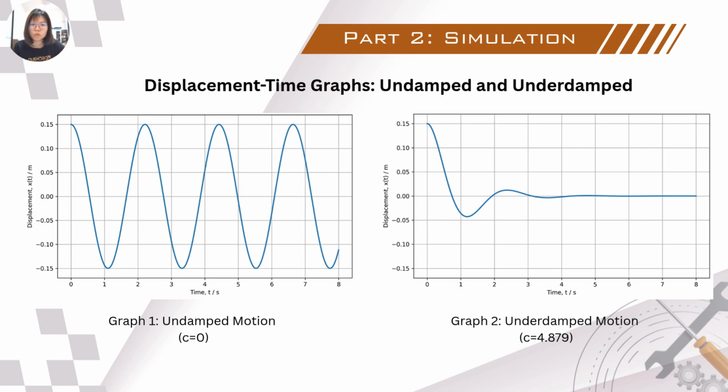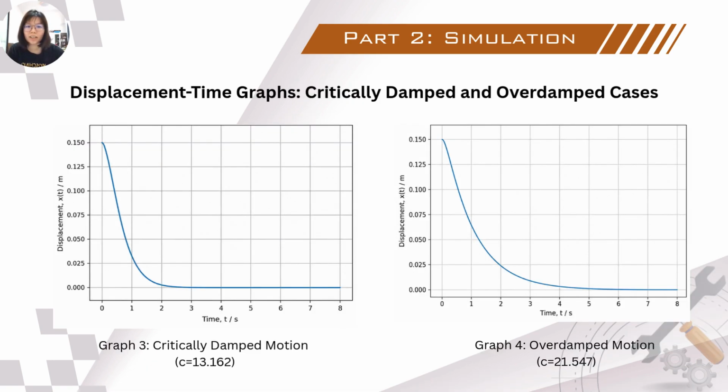The first graph shows the undamped condition. Since there is no damping coefficient, the system keeps oscillating with constant amplitude. The second graph shows the underdamped condition. In this case, the system still oscillates, but the amplitude decreases with time because the damper removes energy from the system. The critically damped graph shows that the coilover returns to equilibrium without oscillation and in the shortest time.